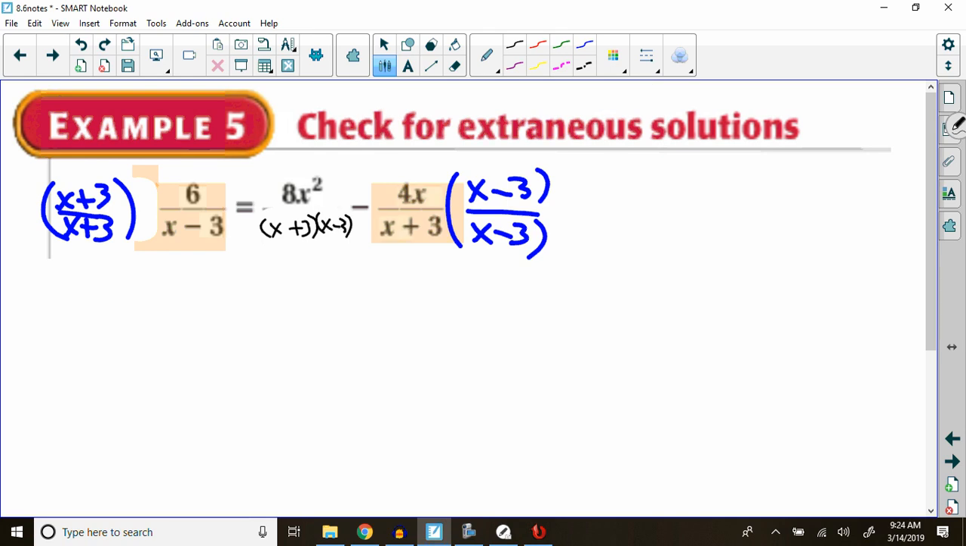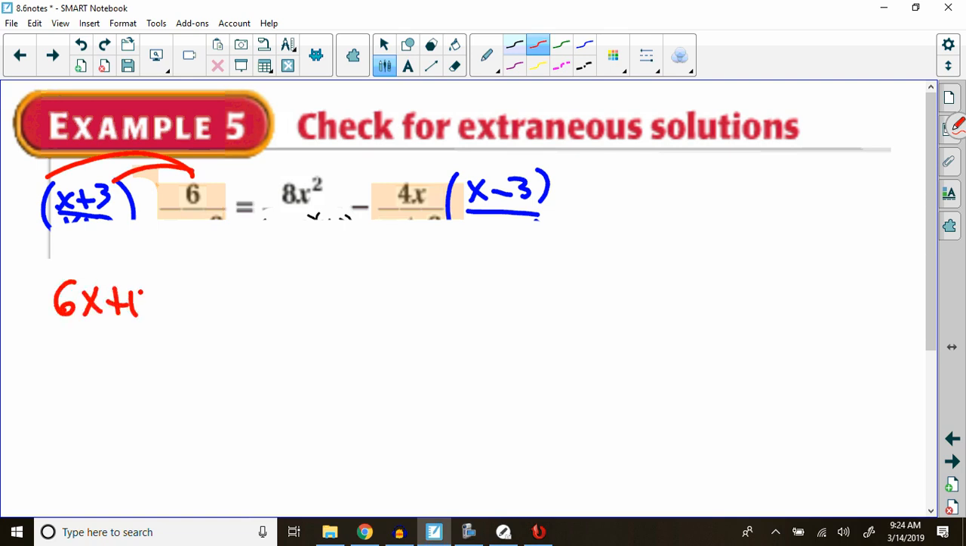This is not horrible to work with, but I do have a little bit of cleaning up to do, so to speak. My denominators are all the same now, so I could go ahead and disregard all the denominators and just look at everything in the numerator. So this is 6x plus 18. That's going to equal 8x squared minus 4x times x, that's minus 4x squared. Negative 4x times negative 3, is that plus 12x? Plus 12x, okay.